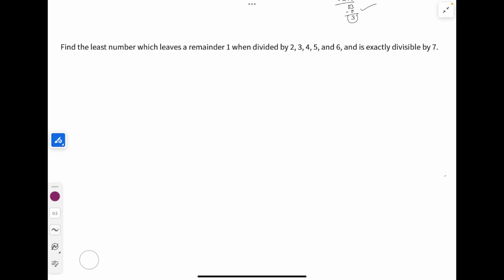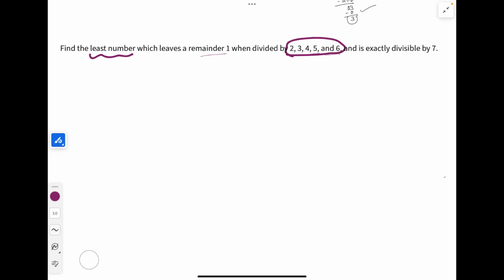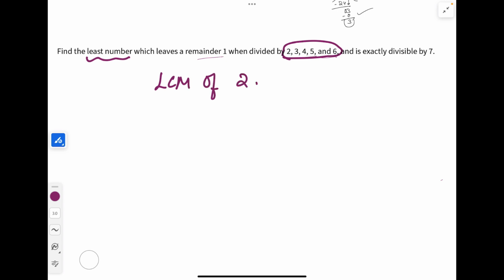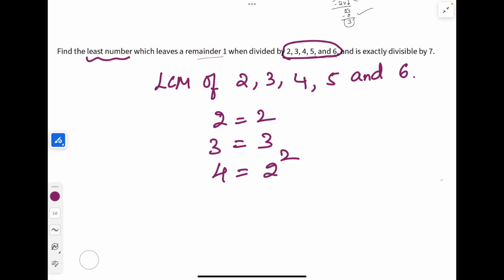Same type of one more question. Find the least number which leaves remainder 1 when divided by 2, 3, 4, 5 and 6, and is exactly divisible by 7. If we have a number that should be divisible by 2, 3, 4, 5 and 6, let us find the LCM of 2, 3, 4, 5 and 6. 2 can be written as 2 into 1, 3 can be written as 3 into 1, 4 can be written as 2 square, 5 is again a prime number, and 6 can be written as 2 into 3.